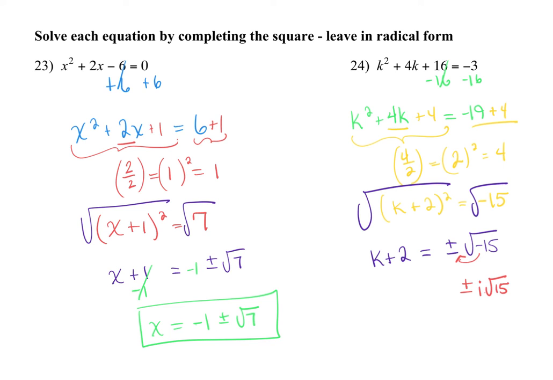And of course, to solve for k, what do I need to do? k is not by itself. What do I have to do? Subtract 2. And I will put that piece in front. So negative 2 plus or minus i times the square root of 15, rather, put the i in front.